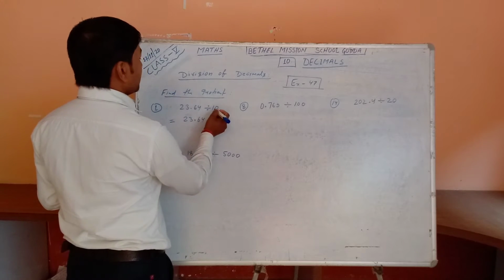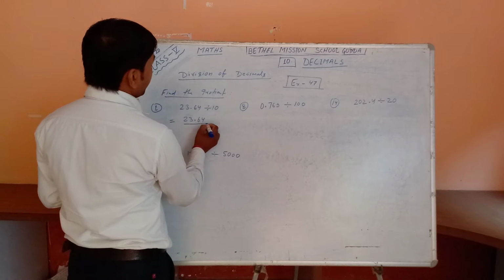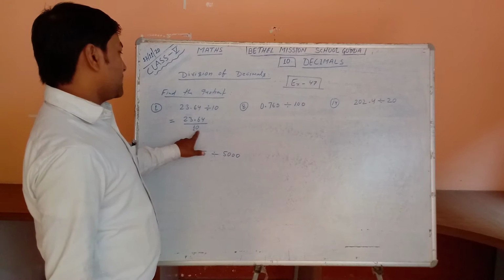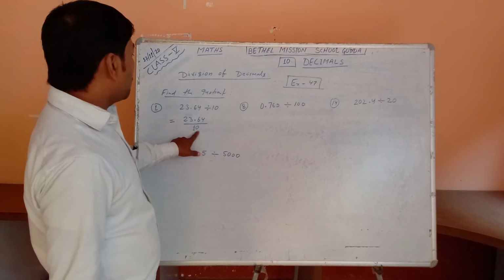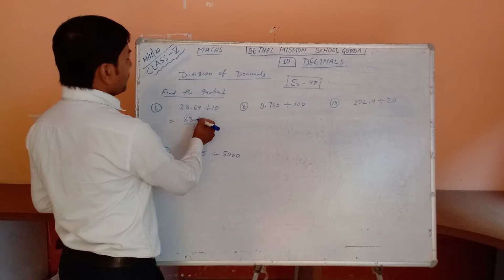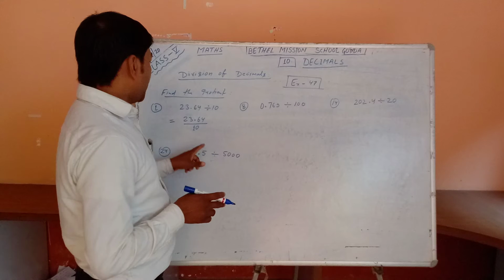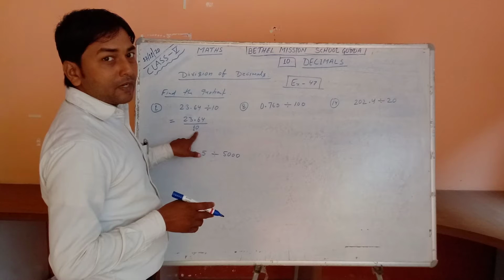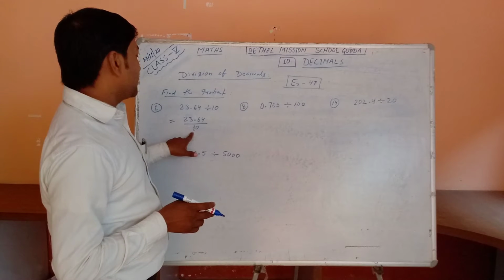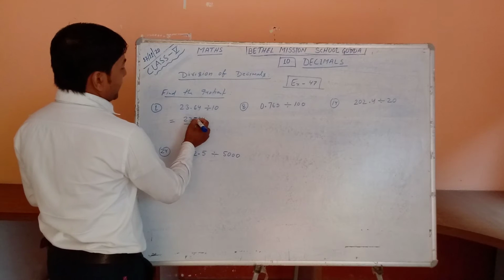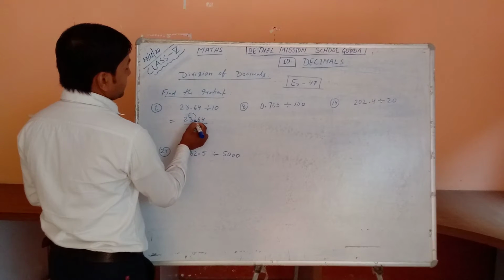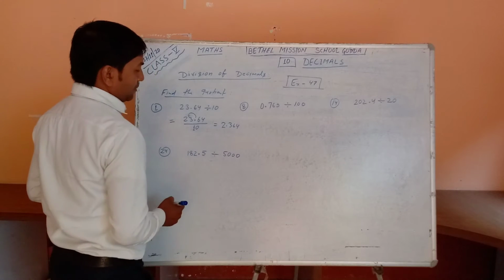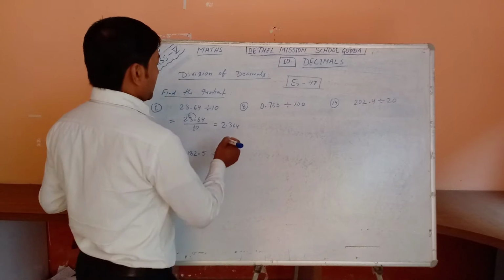Like 23.64 divided by 10, we can write it in p by q form. Okay, now there is 10, so we will shift the decimal place. Here there are 2 decimal places, and we have to divide by 10, it means we can shift the decimal by one place. So it means 2.364. Okay, this is the answer.